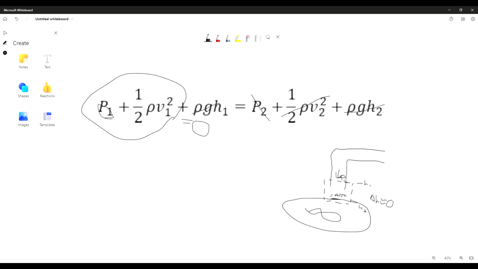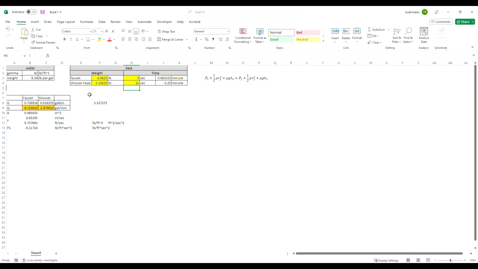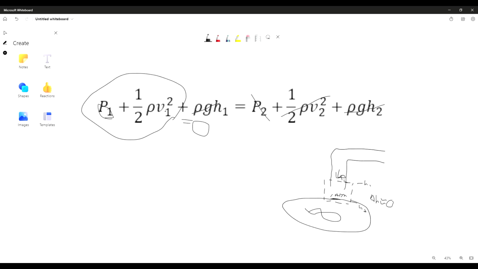If we go back, right here we have our velocity in inches per second. We want it in feet per second, so we get about 0.74 feet per second, which sounds about right. So we have velocity of 1. We know the density of water, which is 62 pounds per feet cubed.